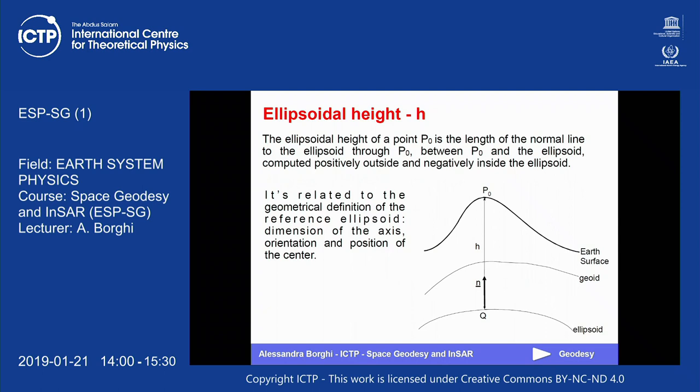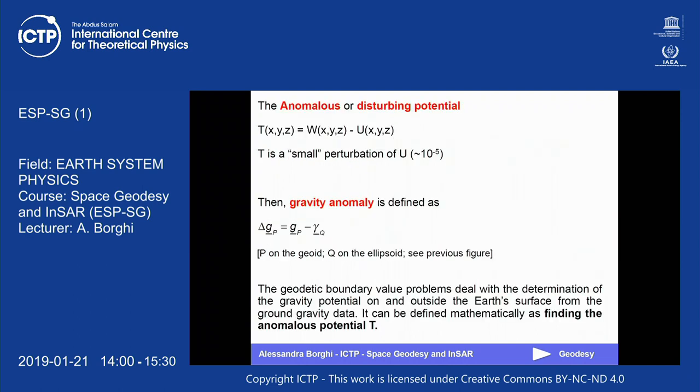The ellipsoidal height of a point P0 is the length of the normal line to the ellipsoid that goes through the point P0. It's related to our definition of ellipsoid. If we change the parameters of the ellipsoid, for instance, the axis a and the eccentricity value, we have different values of ellipsoidal height.